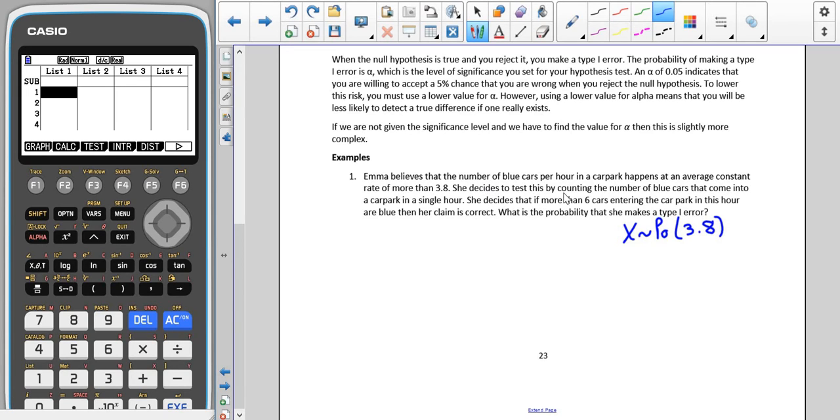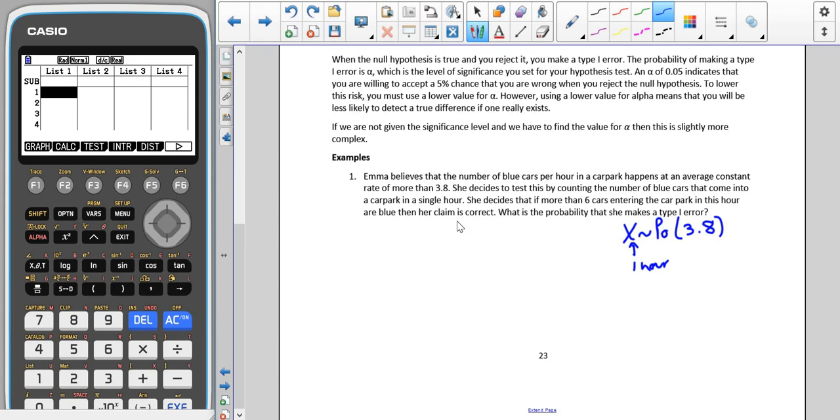She decides to test this by counting the number of blue cars that come into a car park in a single hour. And again, here this was 1 hour, and now we're looking at another hour, so we don't need to make any change to this. She decides that if there are more than 6 cars entering the car park in this hour, then her claim is correct. So her claim was that it was more than 3.8, and now she's saying that if she finds strictly more than 6, then she is going to say that that claim is correct.